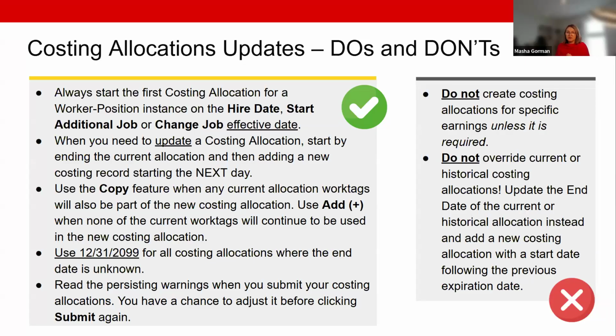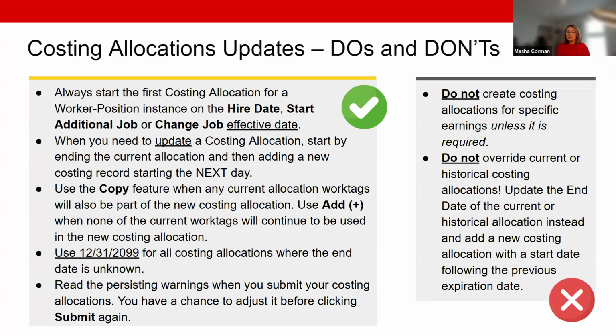Copy and add. We actually address it on more than one slide in this deck. You use the copy when you are going to leverage some of your work tags in a current costing allocation. And you use add when you enter a new effective date that has nothing to do with work tags in your costing allocation.